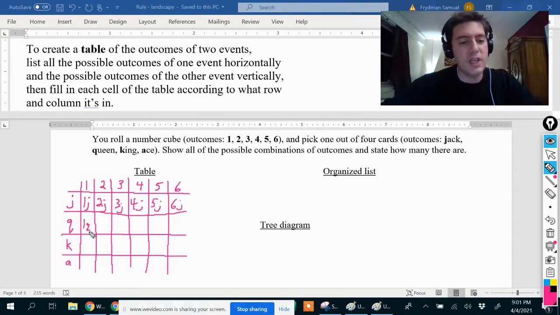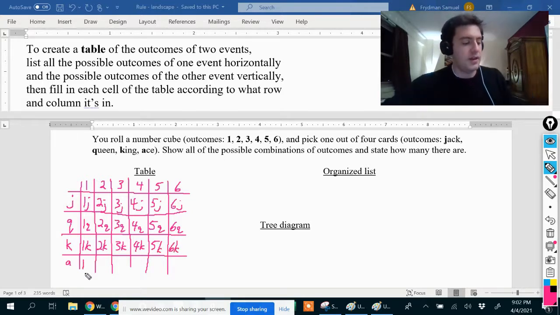or I might get a 1 and a queen. Okay, so that's under 1 there, and it's in the Q row, so for queen. Or I might get a 2 and a queen, or a 3 and a queen, or a 4 and a queen, 5 and a queen, 6 and a queen, 1 and a king. That's another possibility. Or maybe I'll get a 2 and a king, 3 and a king, 4 and a king, 5 and a king, 6 and a king. Okay, or I might get a 1 again. I get a 1 on the die and an ace.